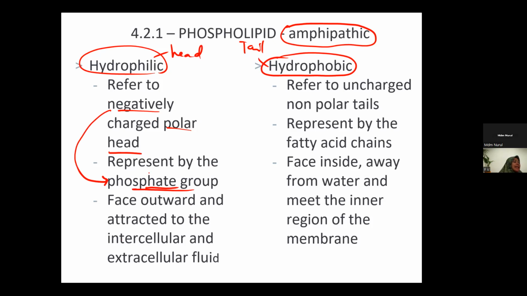Phosphate yang bercharge negatif. So due to that, since it is polar, it will be facing outward. So kepala akan menghadap bahagian luar where it can attract to intracellular and extracellular fluid. Okay, intracellular ni refer kepada cytosol lah. Extracellular fluid ni dalam banyak textbook dia akan tulis ECF. Extracellular fluid.